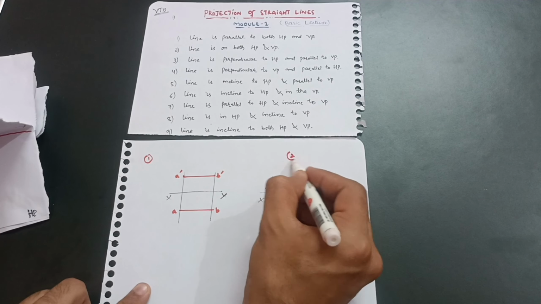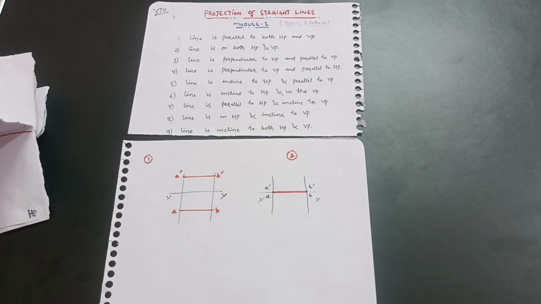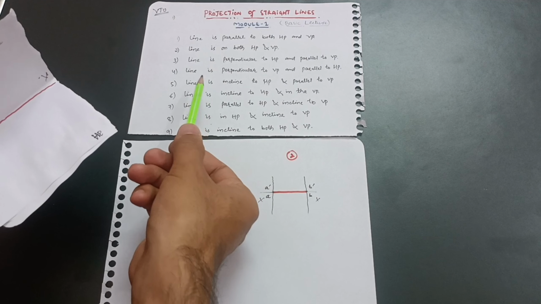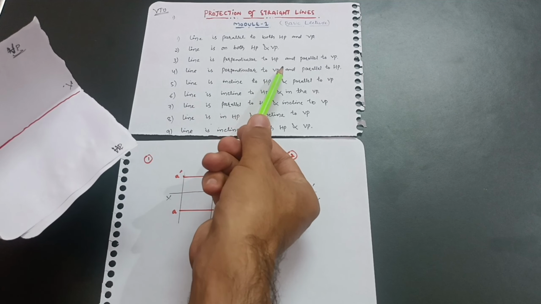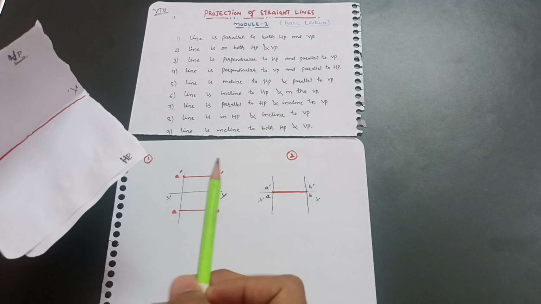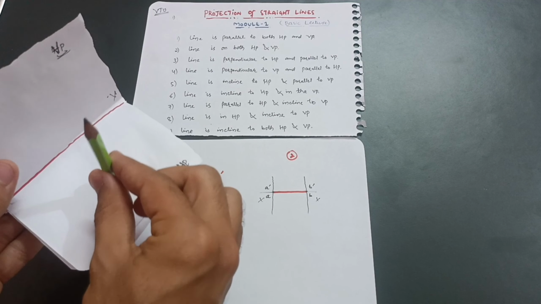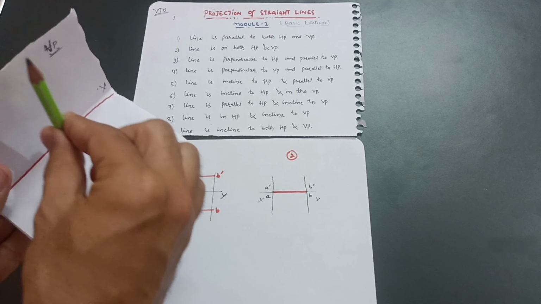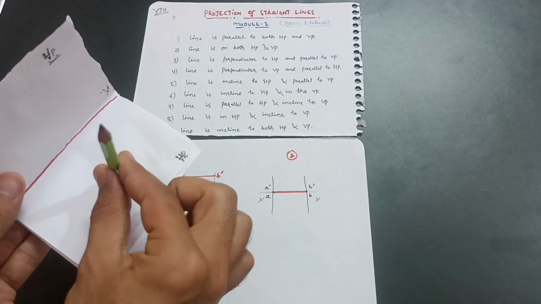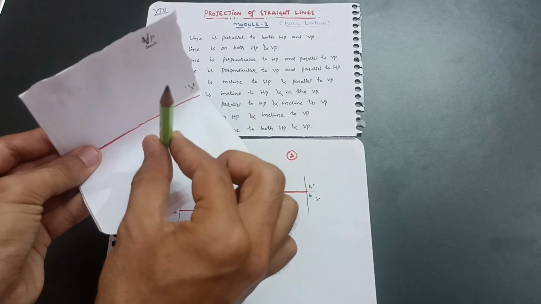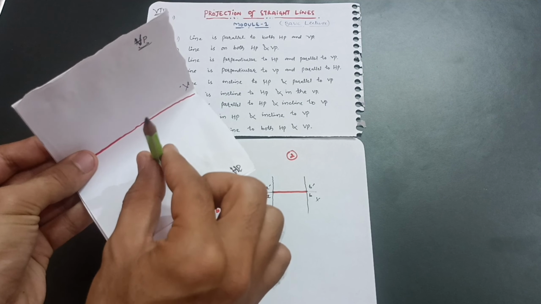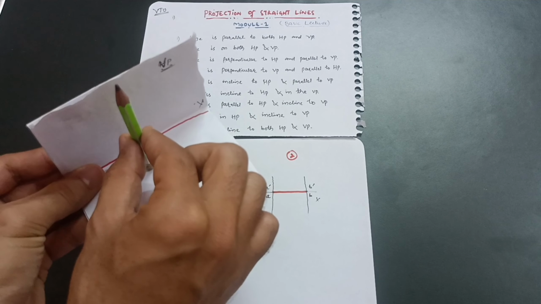So this is the second case, right? Now we proceed to the third case with the help of a 3D model. The line is perpendicular to HP and parallel to VP. Now the case is: line is perpendicular to HP and parallel to VP. I hope it is visible to you people. This line is perpendicular to HP and parallel to VP, right?